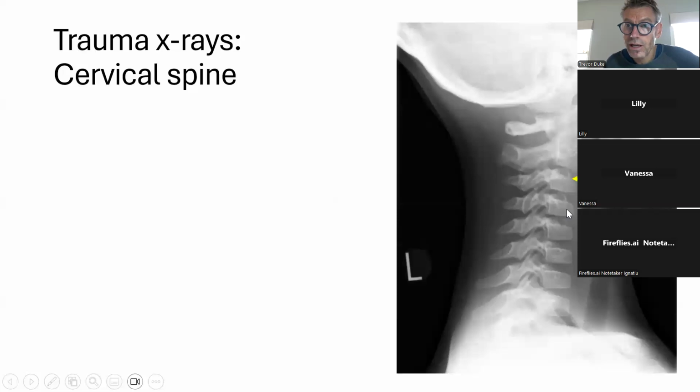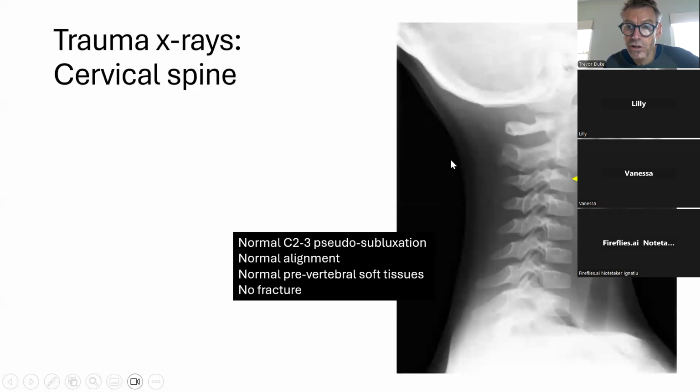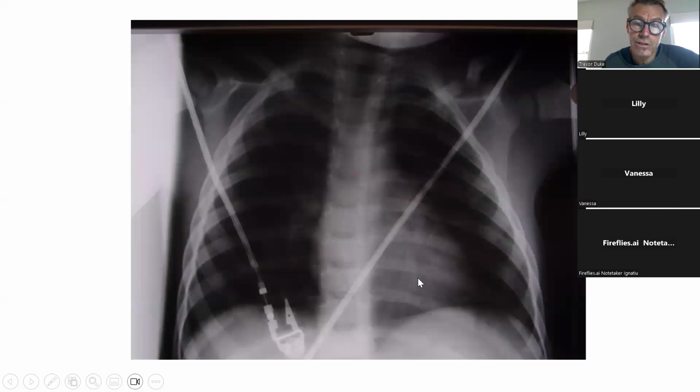So these were the X-rays of this child, and it really just shows the normal C2 on C3 subluxation and normal alignment of the vertebral bodies and normal soft tissues and no fractures. This was the chest X-ray of this child, and even though he had some degree of oxygen requirement at the time he presented, the X-ray is normal without any bony fractures and without any hematomas.